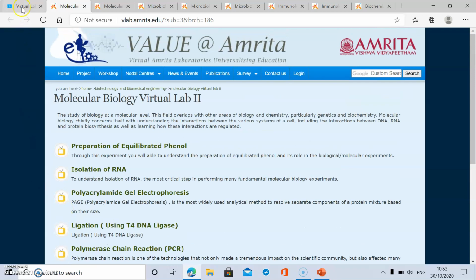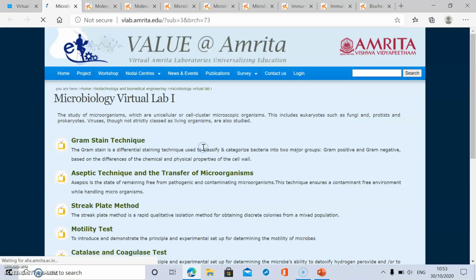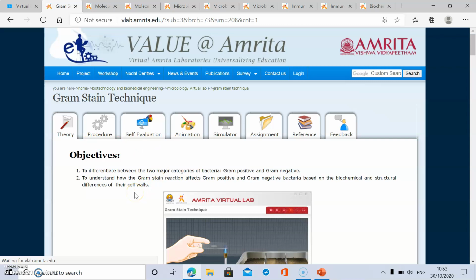These are the experiments. We will discuss a simple experiment, the Gram staining technique. Click on the Gram staining technique and you get the different sections: theory, procedure, self-evaluation, animation, simulator, assignment, references, and feedback. First, click on theory.